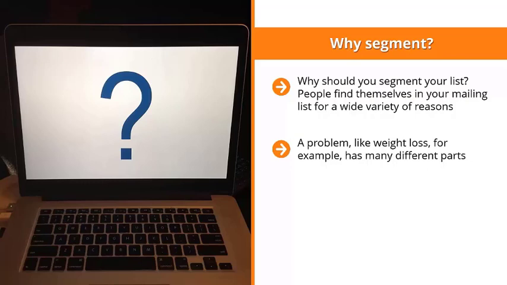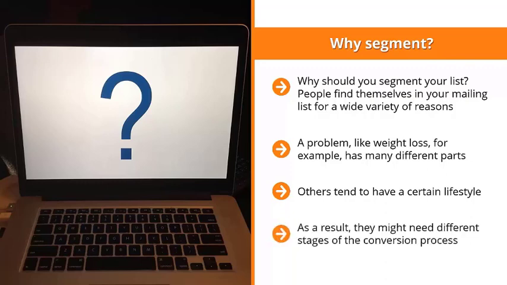Maybe some people are struggling with weight loss because of their metabolic rate. Other people simply eat a lot and have impulse control problems. Others tend to have a certain lifestyle. Whatever the case may be, these people agree on the common problem of weight loss. However, they may have different sub-problems they need addressed. As a result, they might need different stages of the conversion process.